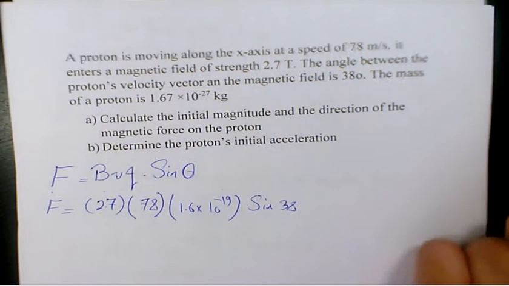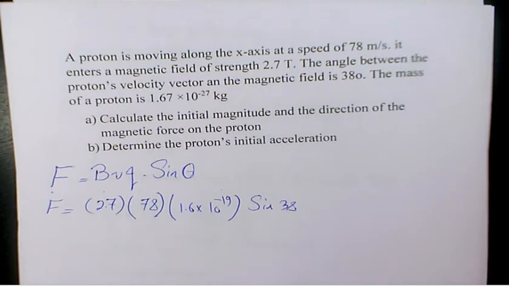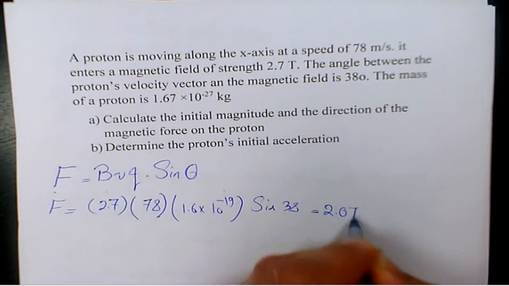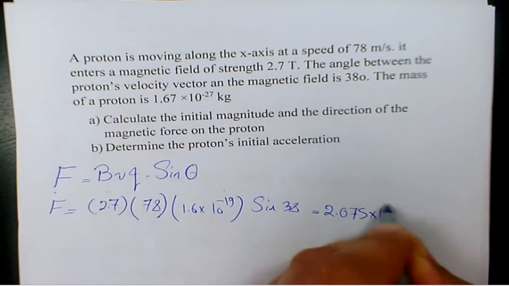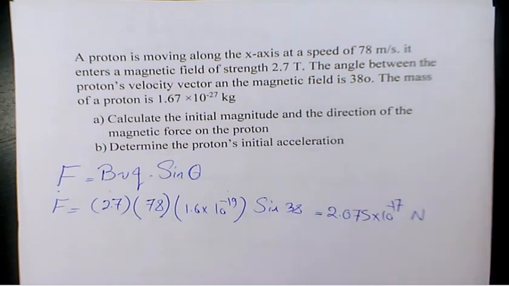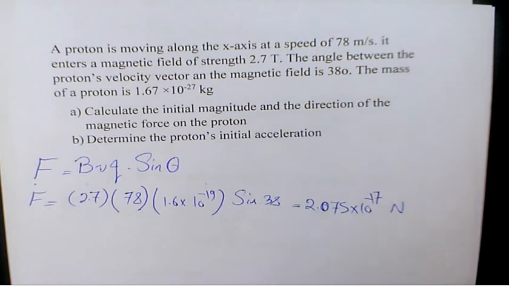So in order to calculate it, 2.7 times 78 times 1.6 times 10 to the power of negative 19 times sine 38. That is going to give me 2.075 times 10 to the power of negative 17 Newton. That's the magnetic force.